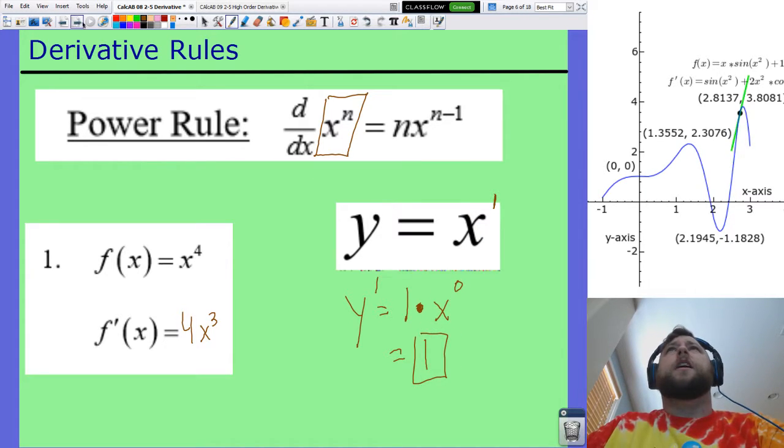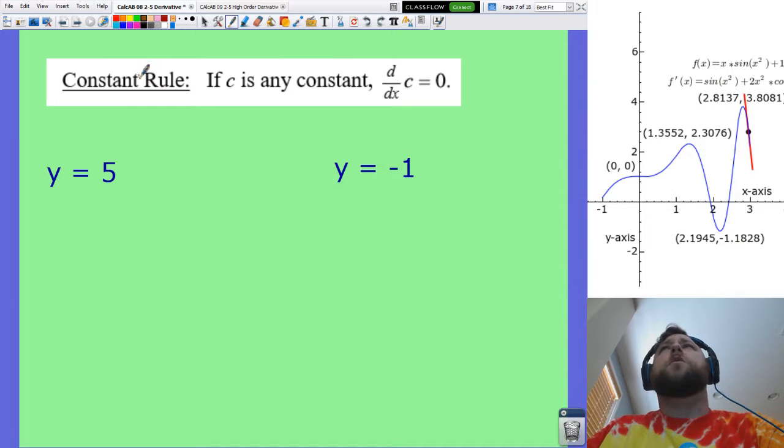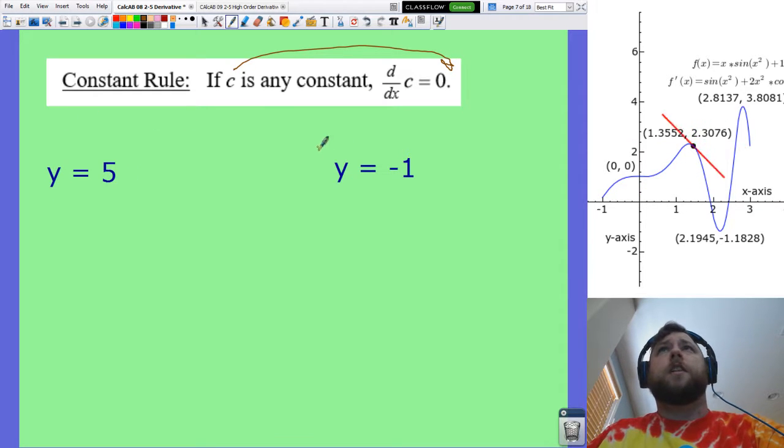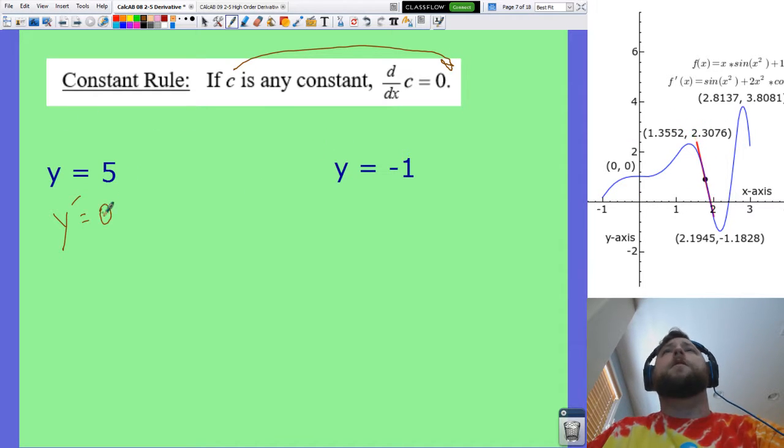All right. Let's do the constant rule. If you derive any constant, the derivative of any constant is 0. So if I said y equals 5, which is just a horizontal line, y prime would be 0. Y equals negative 1, y prime would be 0. If I said y equals 0, y prime is 0.